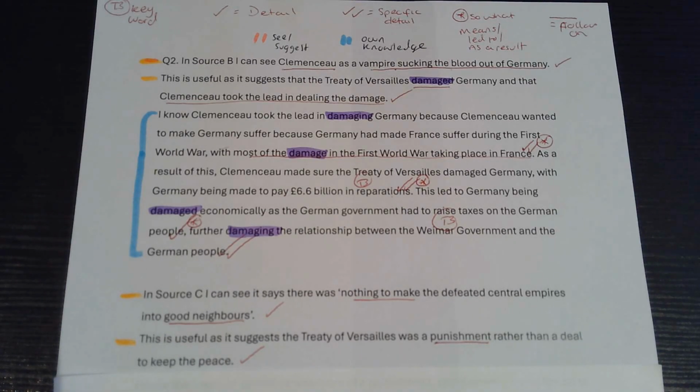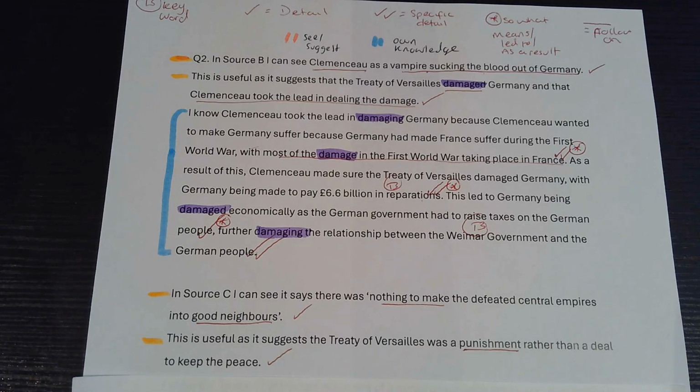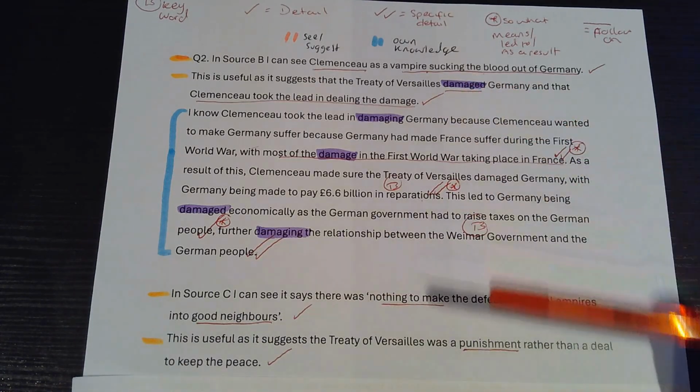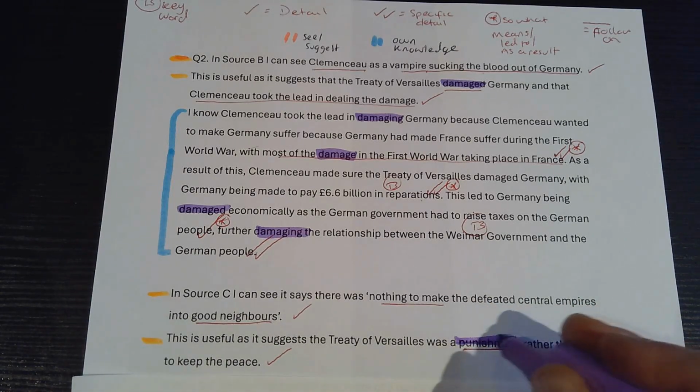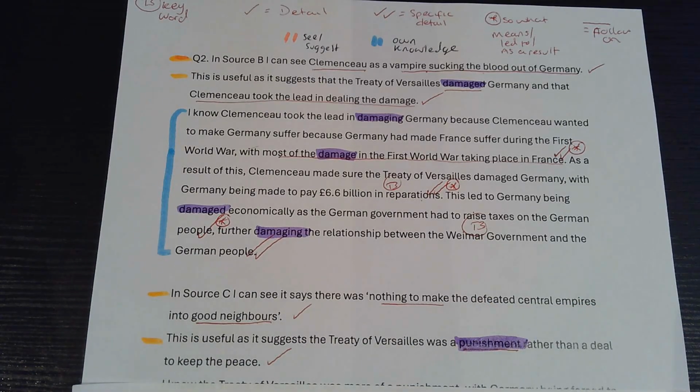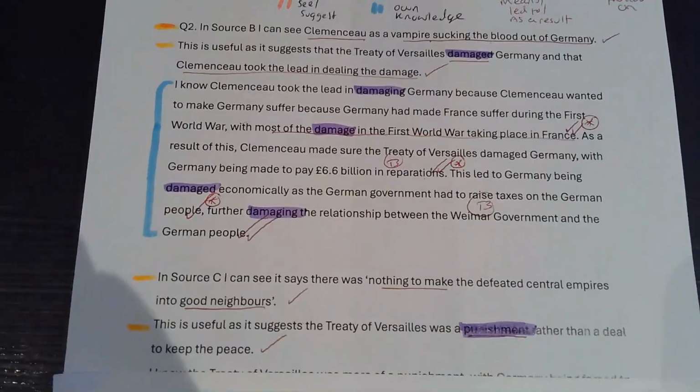And what you should hopefully see is us focusing in my own knowledge now around that word punishment. Just like I did damaged here, we're going to talk about punishment here. Now, you don't always need to do this, but it's a nice way to kind of keep focused on your ideas. So, own knowledge then.